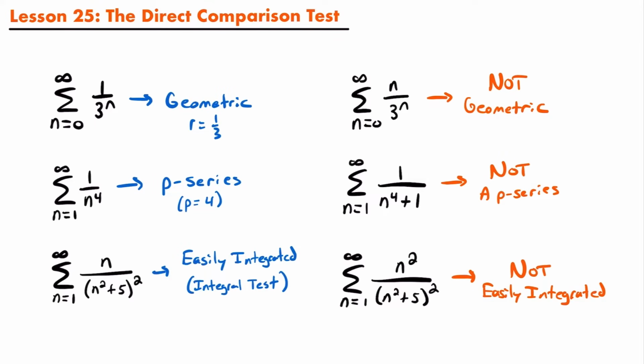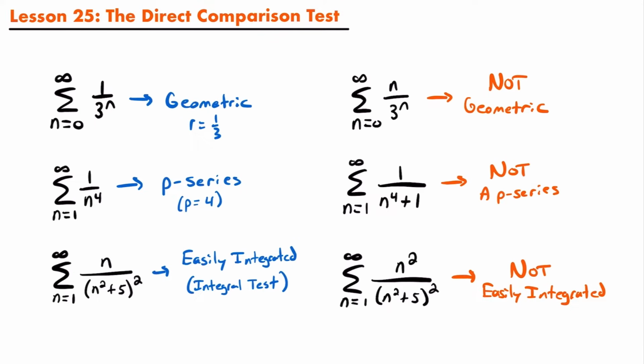However, if we just change that n from being to the 1st power in the numerator to being n squared, we no longer have a series that is easily integrated, and so the integral test isn't as nice to use, even though this series would meet the requirements of using the integral test. And so with all three of these examples here, you can see how we can have a series that is very similar to a series that we do know the convergence of, but we can't use those tests because they have slight variations of those series that make those convergence tests not applicable.